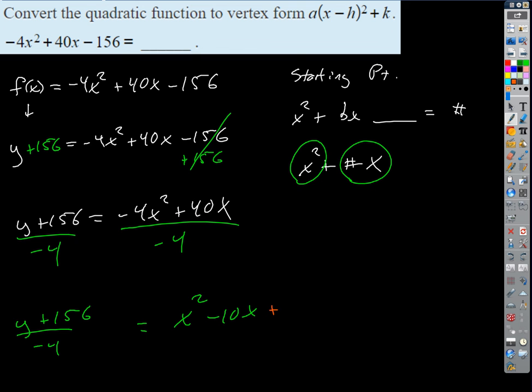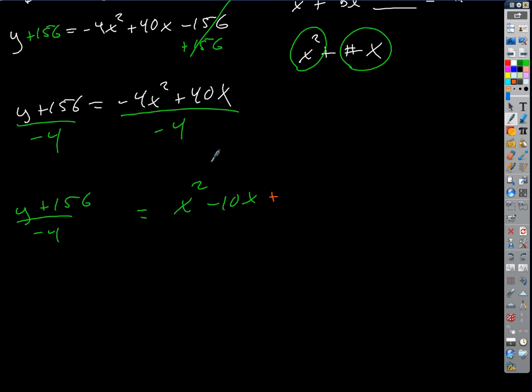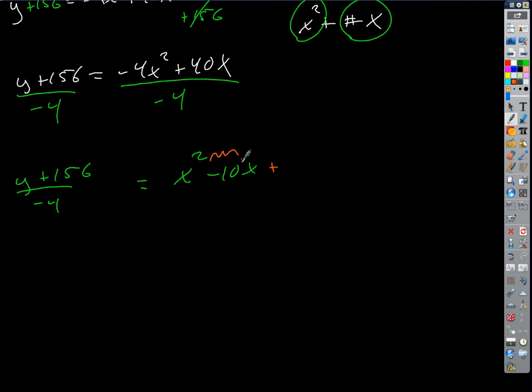And we said it had to be half of B, squared, right? So in this case, B is negative 10. What's half of negative 10? Negative 5 squared is positive 25. Right, that comes from my negative 5 squared. Now, it's an equation, so I've got to add 25 to both sides, though.